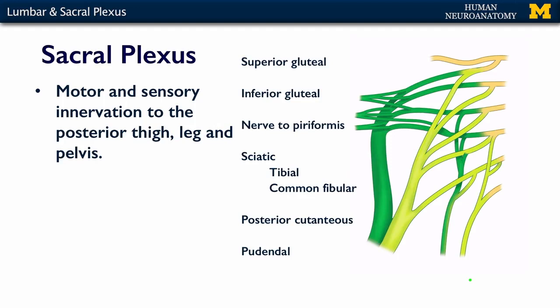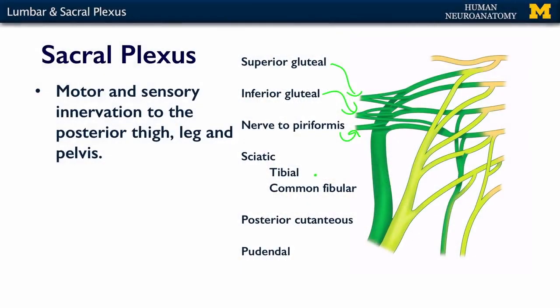The sacral plexus, just like the lumbar and the brachial and the cervical, has its origins in the ventral primary rami. It provides motor and sensory innervation to the posterior thigh, the leg, and the pelvis. The superior and inferior gluteal nerves obviously innervate your gluteal muscles. And then the nerve to the piriformis, I guess they couldn't think of anything more interesting to call it, so it's just the nerve to the piriformis. The sciatic nerve, everyone's heard of.